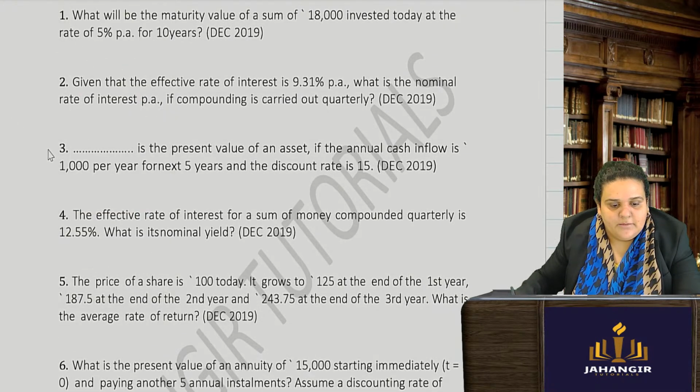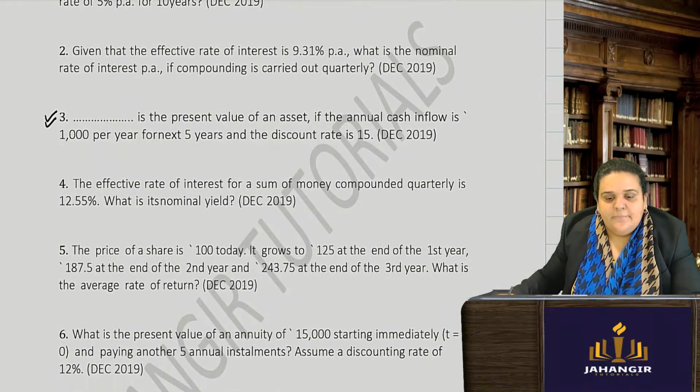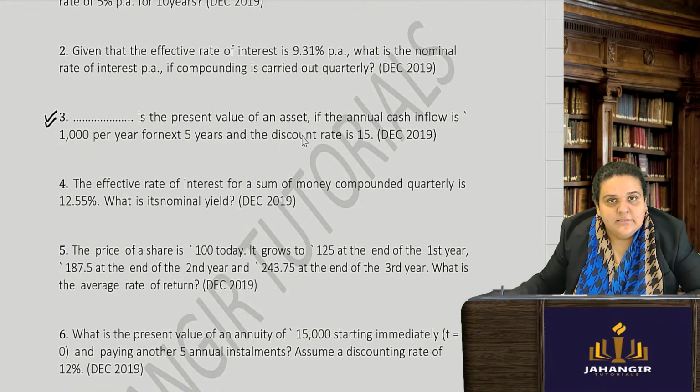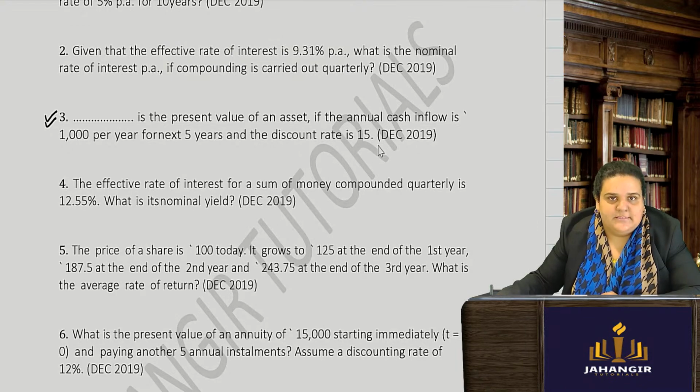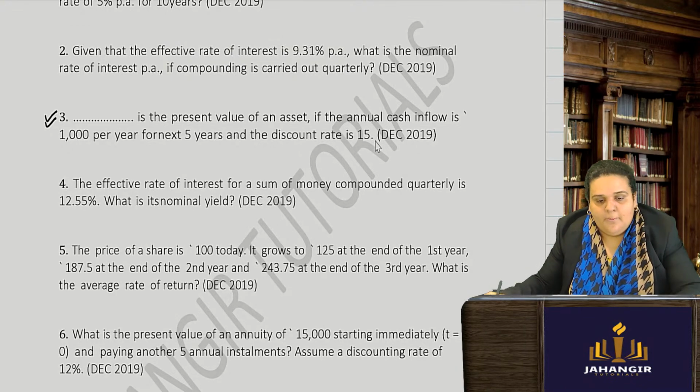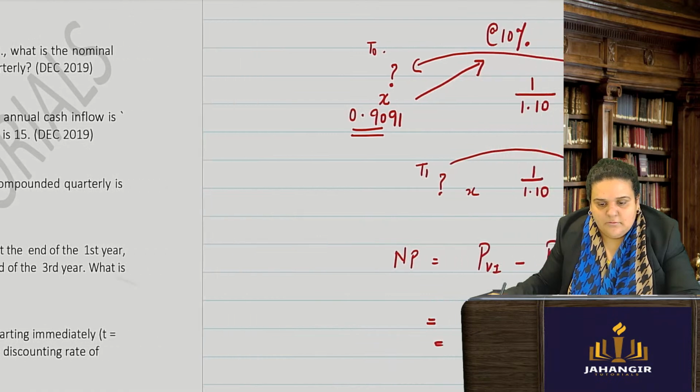Okay, question number 3. Dash is the present value of an asset if the annual cash inflow is 1,000 per year for next 5 years and discounted rate is 15%. Discount rate is 15. Okay, so let's solve this.